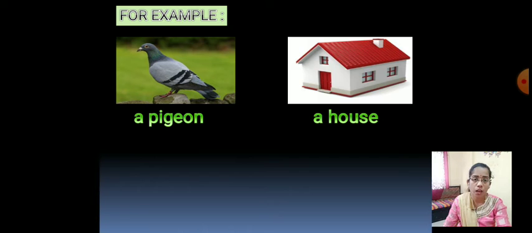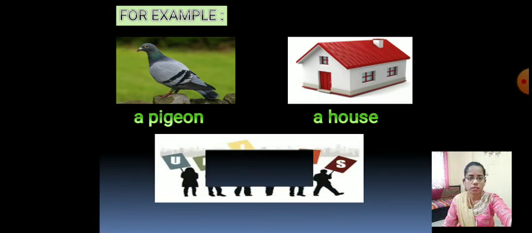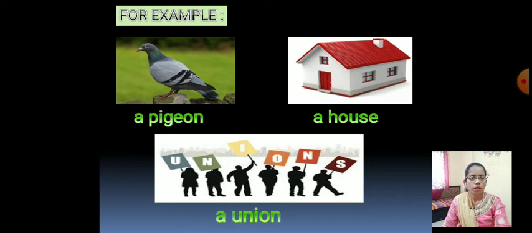We know which are vowels. There are five vowels in English grammar. Which are they? A, E, I, O, U. Right? So all the remaining letters are consonants. So H is a consonant, and we use a before H. Third example is a union. See here, union starts with a consonant sound, so before the word union we use a.